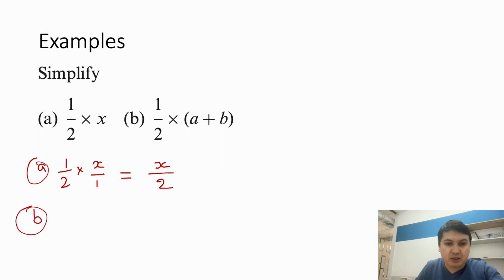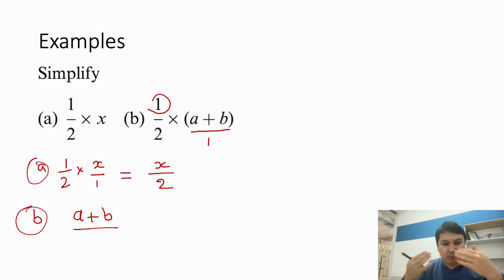Okay, how about here? Well, we do the same thing here, right? Regard this a plus b as a plus b divided by 1. And then we see that this a plus b becomes a numerator that gets multiplied by 1 here. So my numerator becomes simply a plus b. You can write the brackets, but since it's a single term, I don't have to, right? In the denominator is 2 times 1, so this is 2.